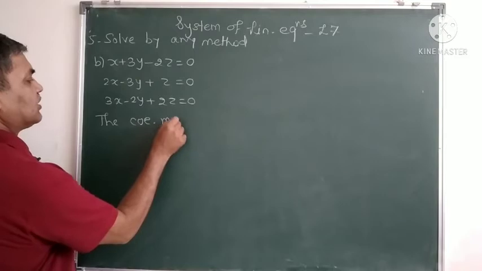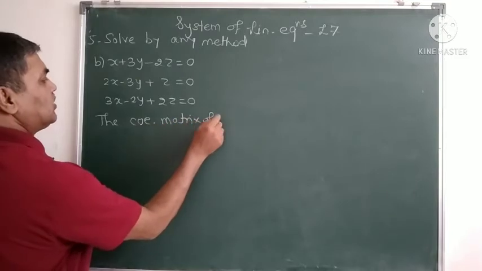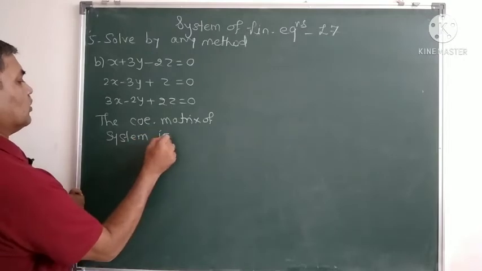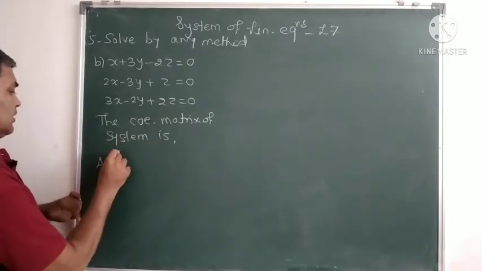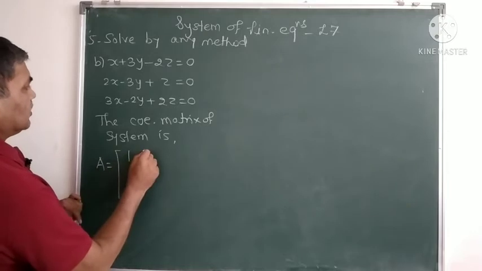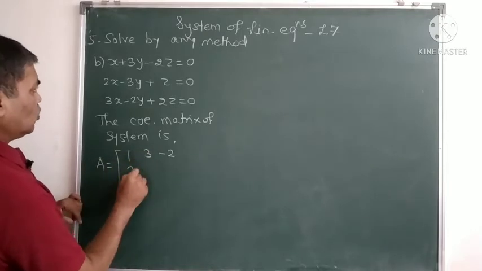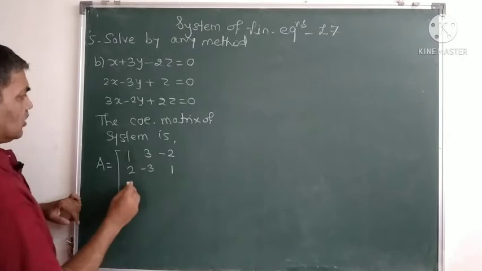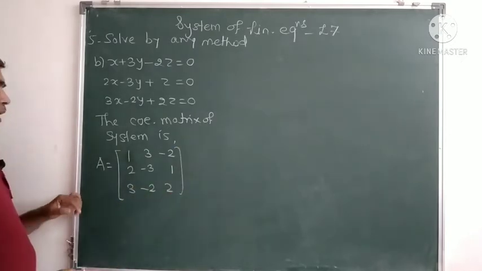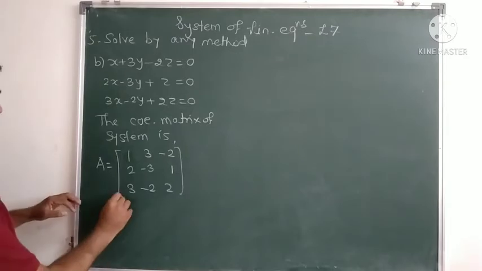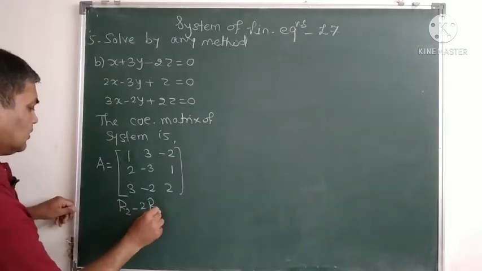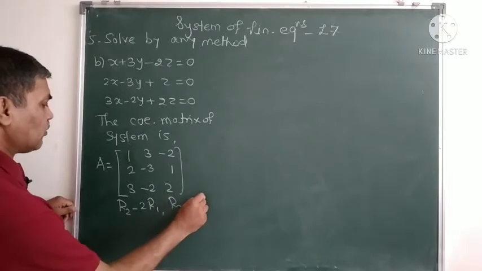So the coefficient matrix of the system is A, we will just take A. What is A here? 1, 3, minus 2, 2, minus 3, 1, 3, minus 2, 2. And we apply row operations on this. As usual, R2 minus 2R1 and R3 minus 3R1.